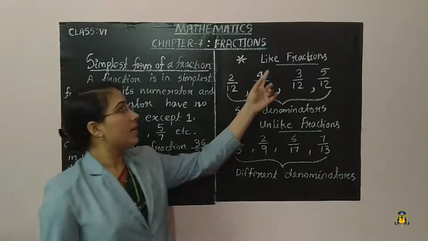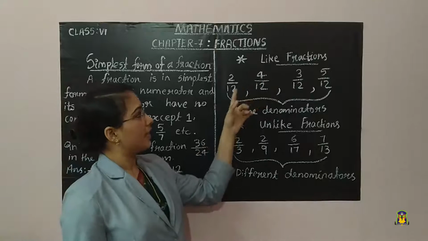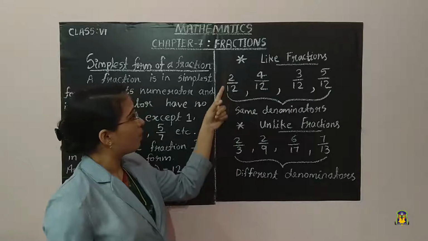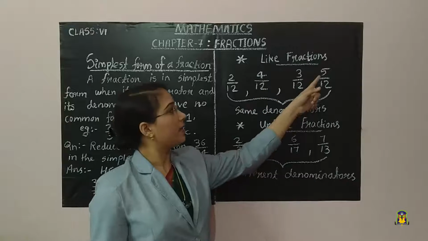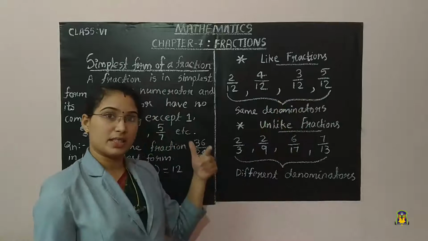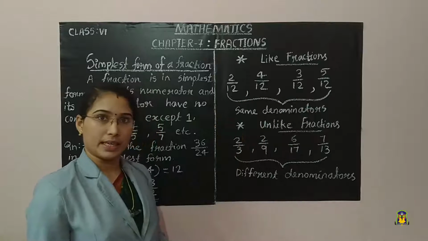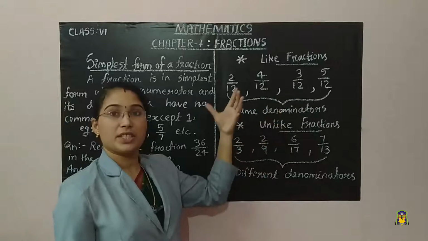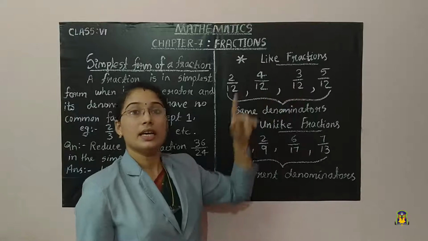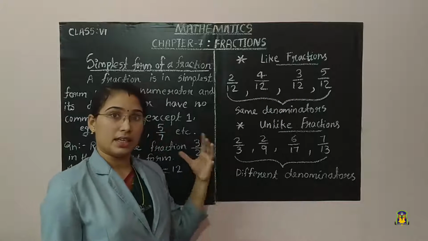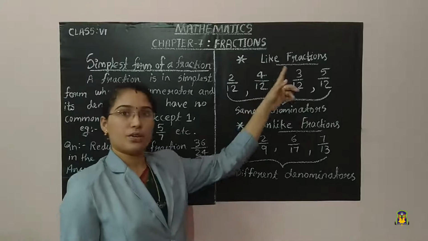Next we will discuss like fractions and unlike fractions. Like fractions, here you can see some examples: 2 by 12, 4 by 12, 3 by 12 and 5 by 12. What is the common thing? Here all the denominators are 12. Correct, the same denominator. Fractions that have the same denominator are called like fractions.